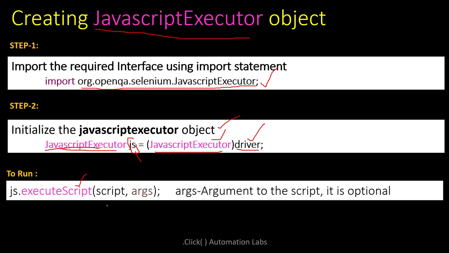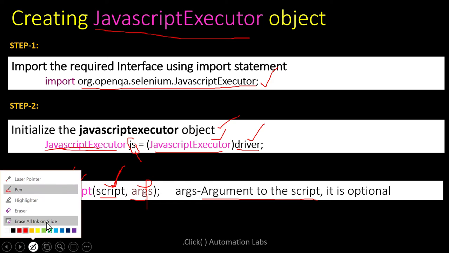This method will take two arguments. One is the script, meaning what kind of JavaScript we need to run, and args, meaning the arguments for this particular script. In most cases we won't be using it. This is an optional argument to the script. We will only be passing a script to run using this executeScript method. So this is about executeScript.